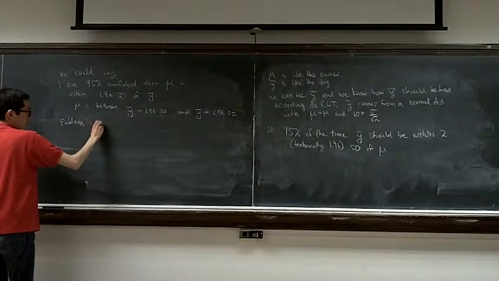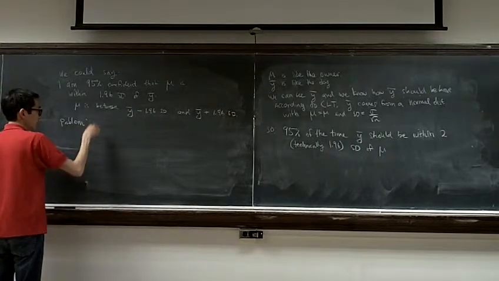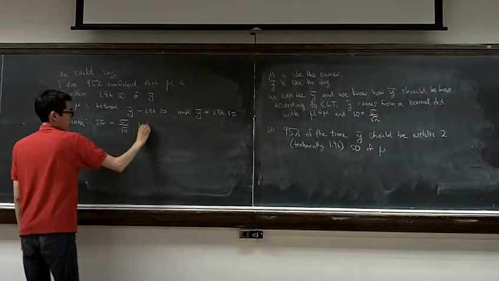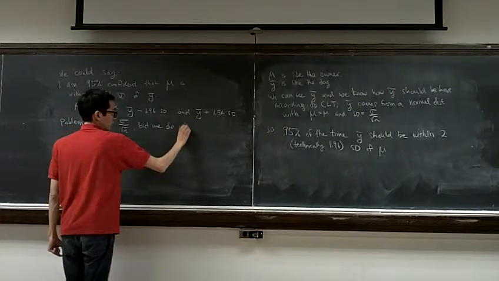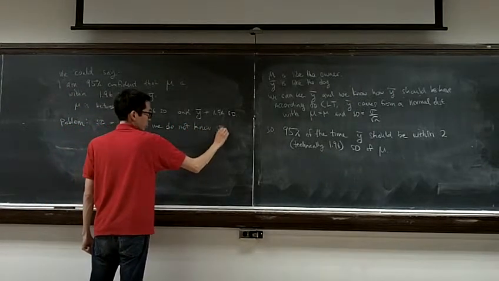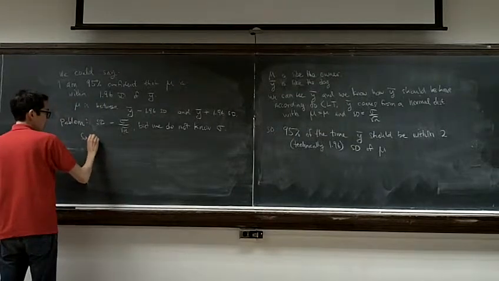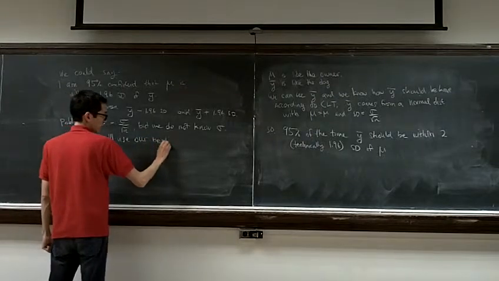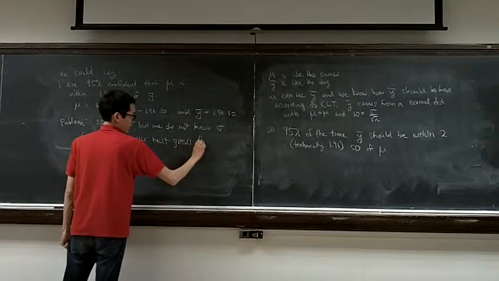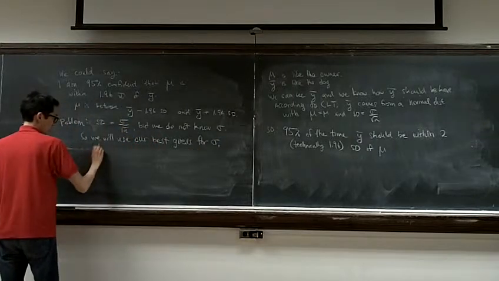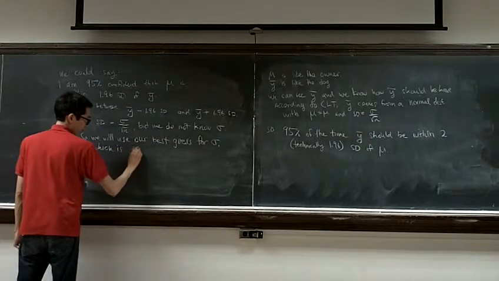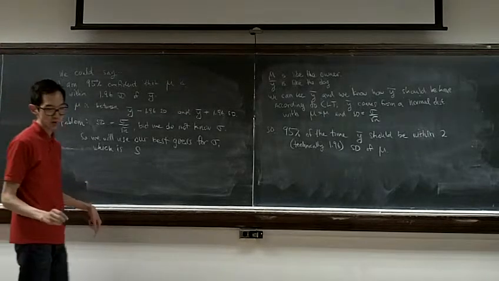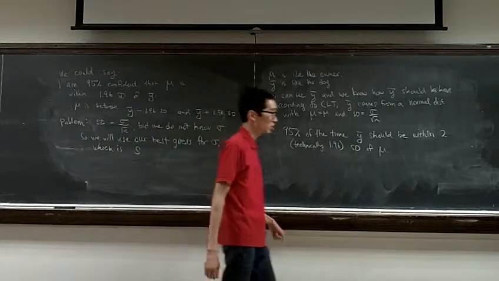So, I'll write this. Problem. The standard deviation is equal to sigma over the square root of n. But we do not know sigma, okay? So we will use our best guess for sigma, which is s. But we do not know if s is too big or s is too small. So what should we do?